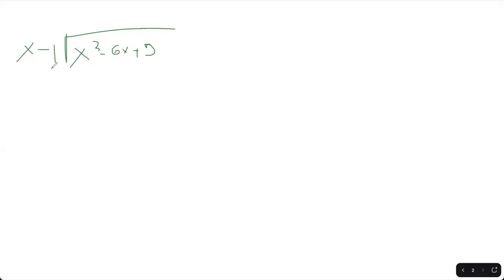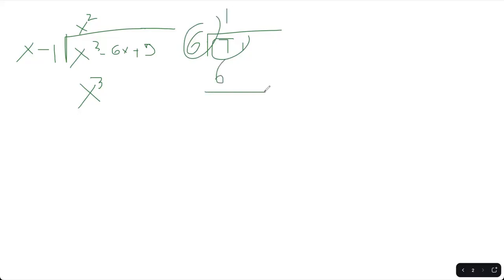So let's do this. X minus 1, you look at the x and you look at the x cubed, it goes in x squared times. So you basically multiply this by x squared to get x cubed. So now x times x squared is x cubed. This is just like regular division, by the way. If you have like 6 and then you have 71, you look at 7, you look at 1. How many times does 6 go into 7? 1 time. So you do 6 times 1 is 6, and then you subtract and so on. That's basically what we're doing here, but with polynomials. So it's a bit more advanced.